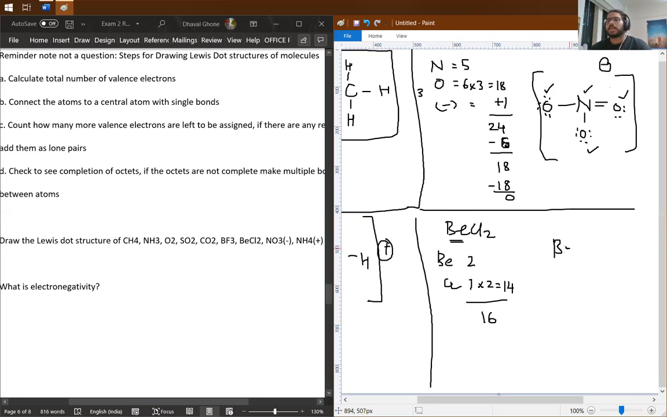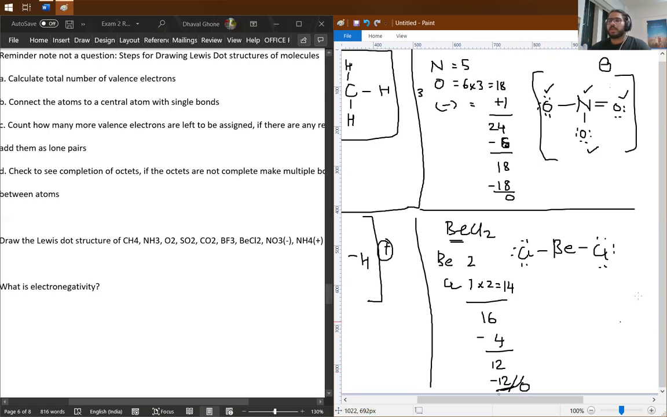I'm going to start connecting to a central atom by 2 single bonds. I have used 2 bonds, that's 4 electrons, leaves me with 12 electrons to be added as lone pairs. I'm going to start adding 12 electrons: 1, 2, 3, 4, 5, 6, 7, 8, 9, 10, 11, 12. I've used all 12, I have 0 left.